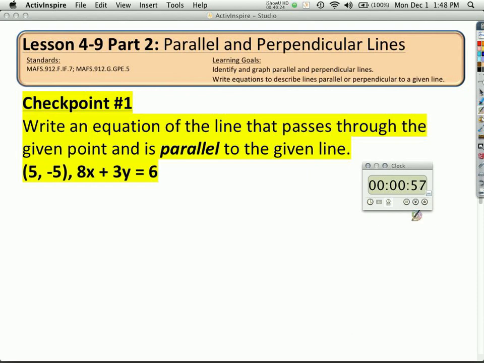Talk to just come to some agreement amongst your team. I got y equals 2.6x minus this converted that.